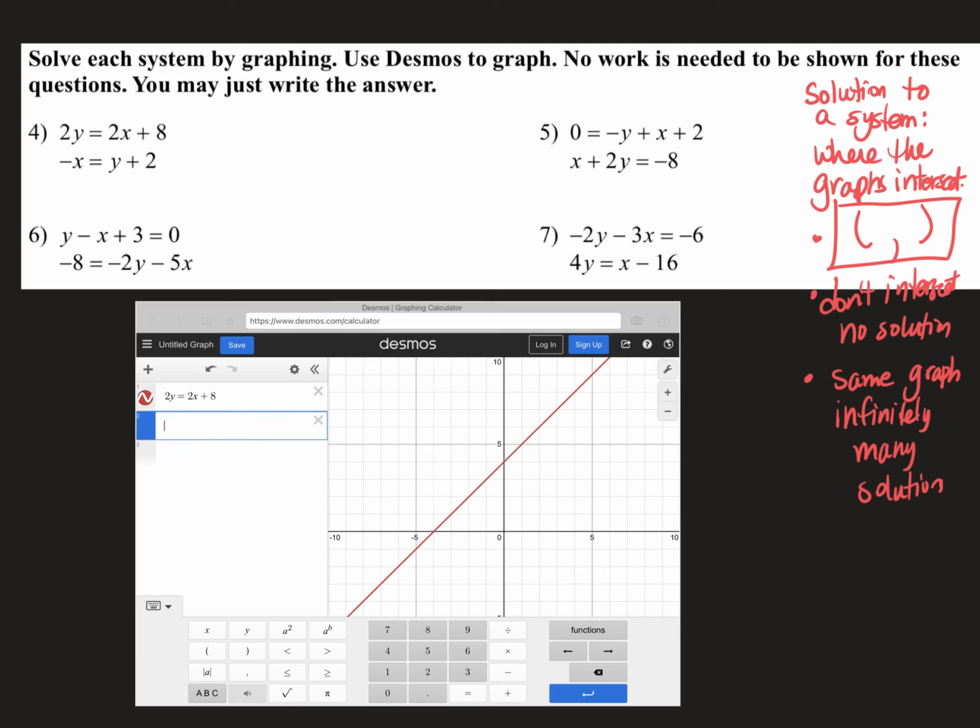The negative sign is the subtraction symbol. There's no separate negative sign here. The calculators in my classroom actually have a negative sign, so there's a difference between a negative and a subtraction there.